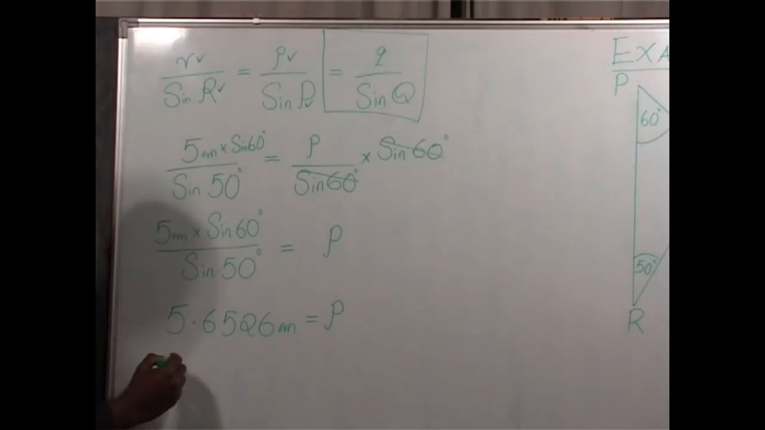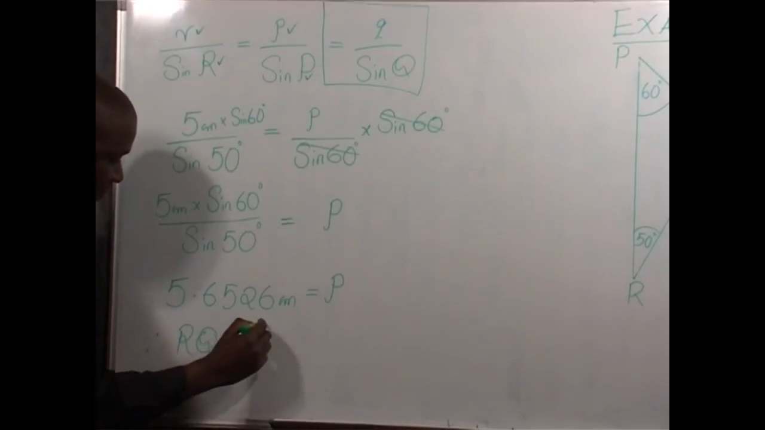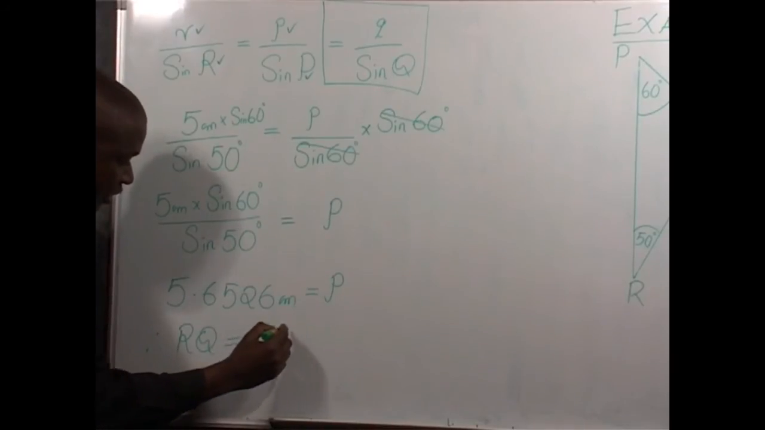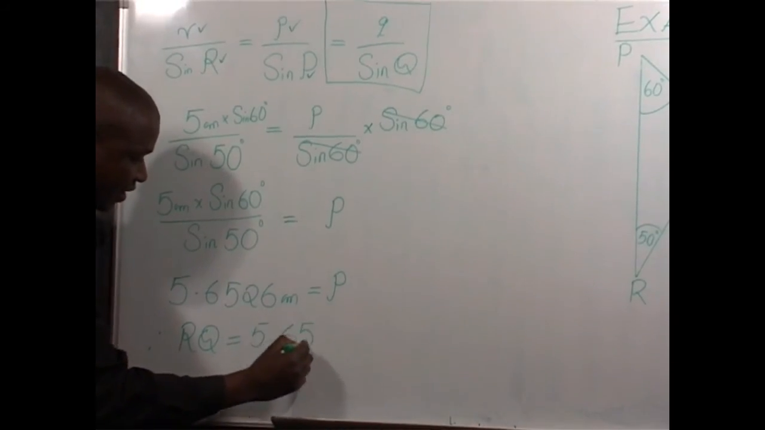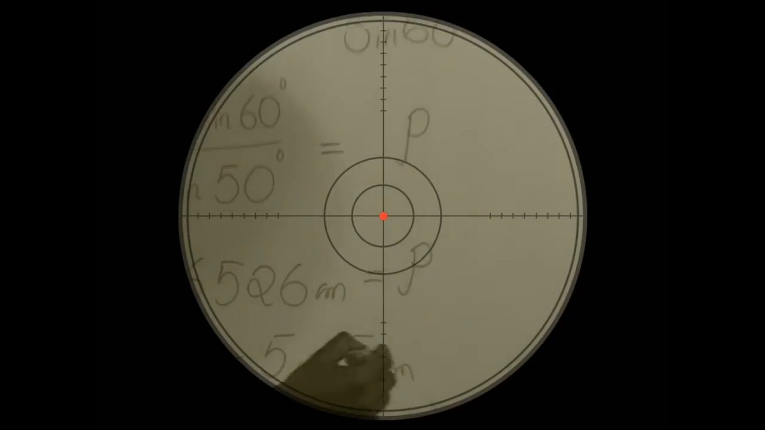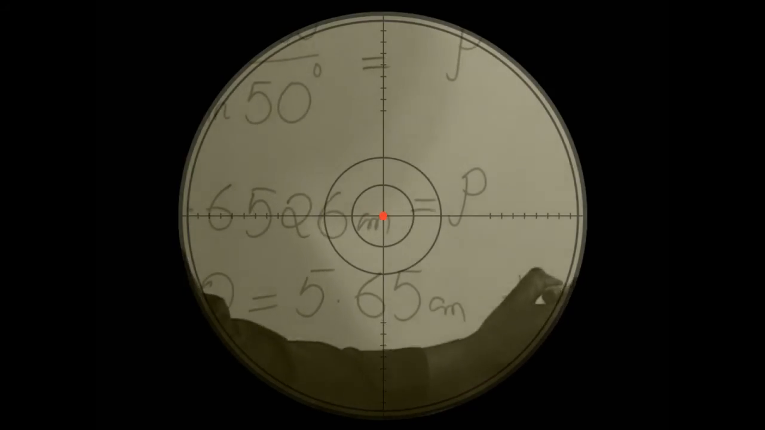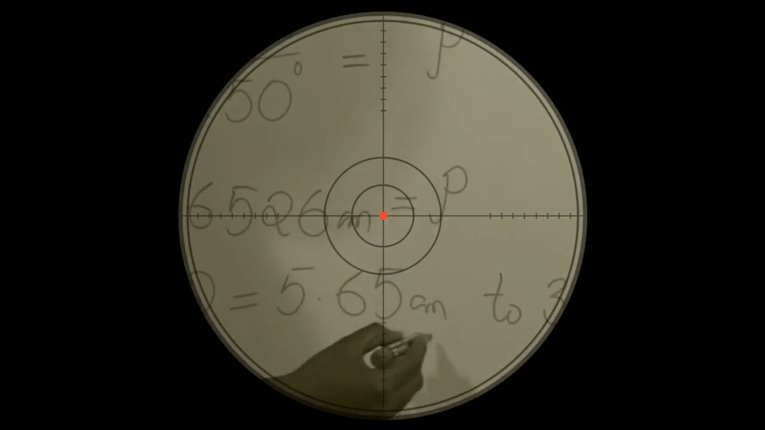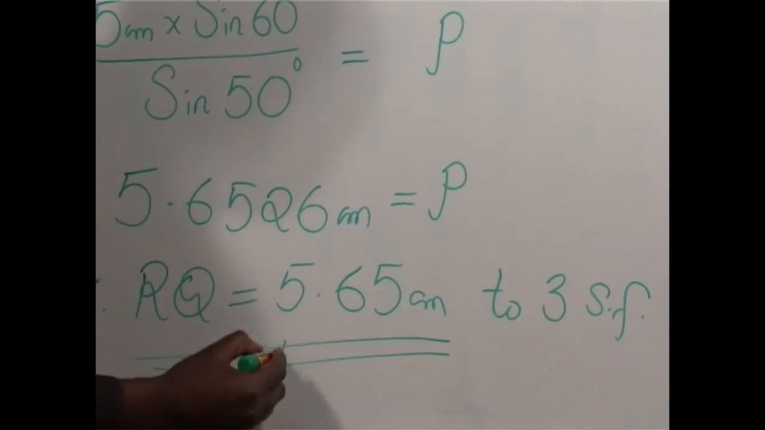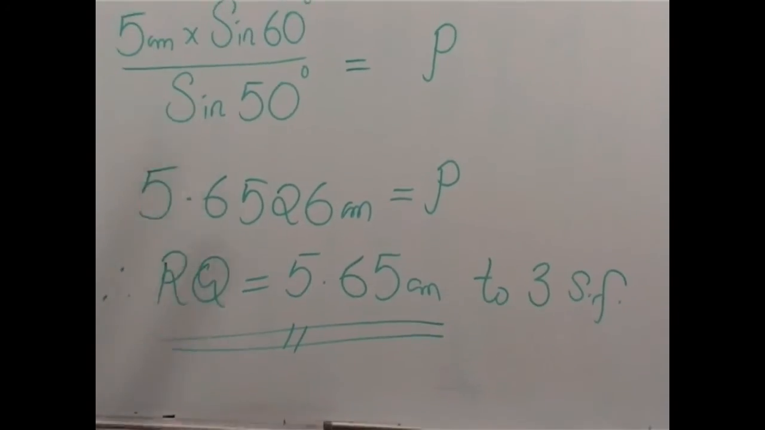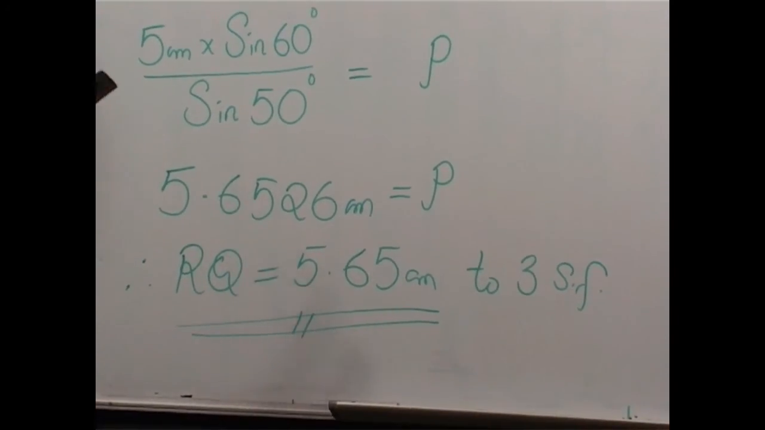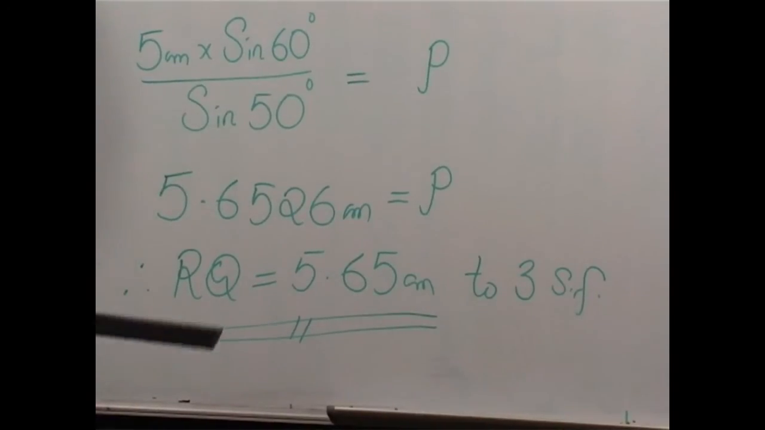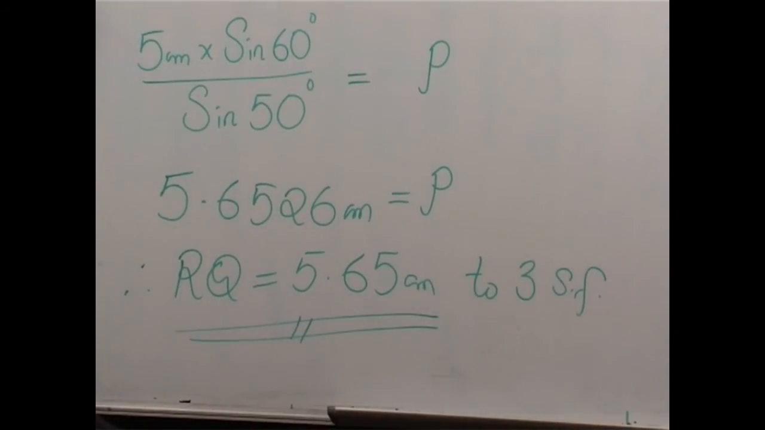So therefore, RQ is equal to 5.65 centimeters. That is to 3 significant figures. So the sine rule has been used to find a side in a situation where 2 angles are given and the side is given.